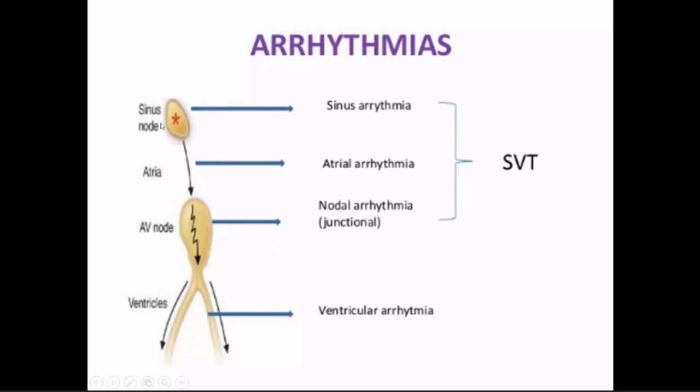You can see here this is the SA node called sinus arrhythmia. The atria cause atrial arrhythmia. The AV node, nodal arrhythmia or junctional arrhythmia, or the ventricles downwards cause ventricular arrhythmias. Okay, all the sinus arrhythmia, the atrial and the nodal or the junctional, collectively we call it supraventricular tachycardia. Okay, supraventricular arrhythmias or supraventricular tachycardia.